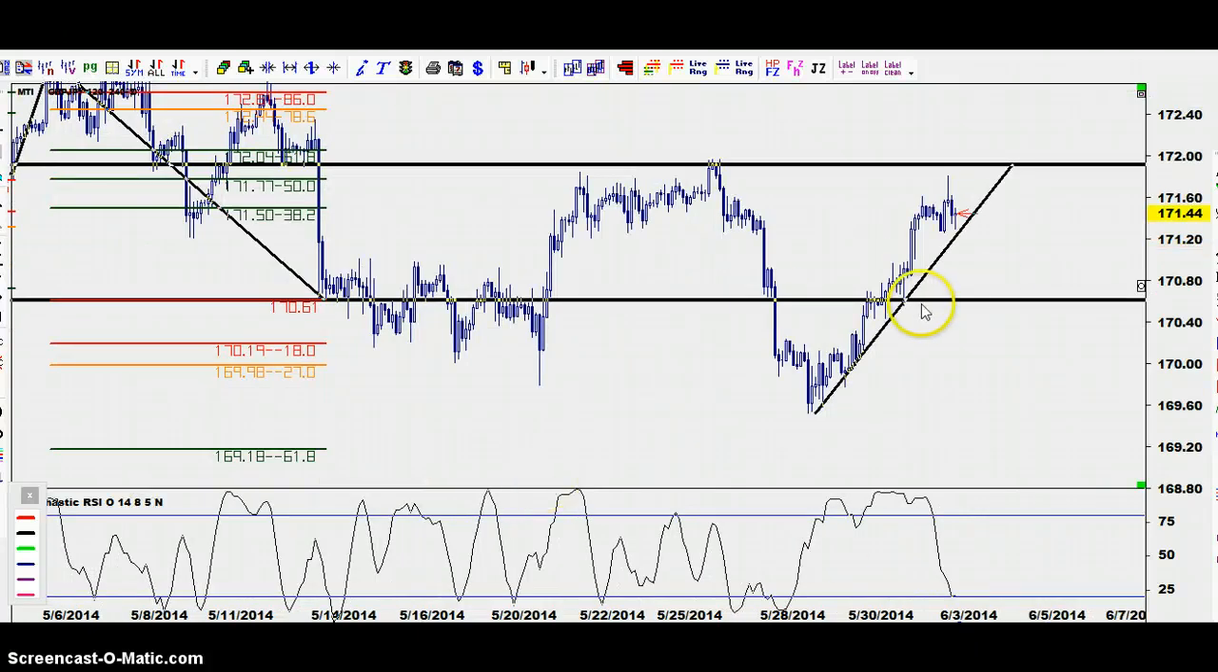Guys, it is an opportunity. Whether you want to take it or not, it's completely up to you. Stochastics are in the oversold zone.